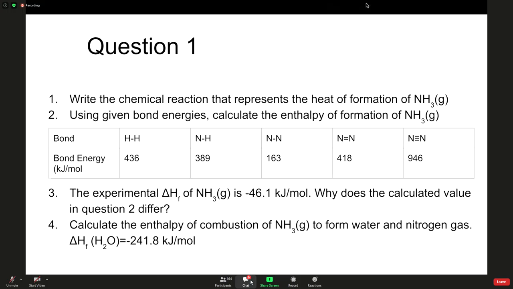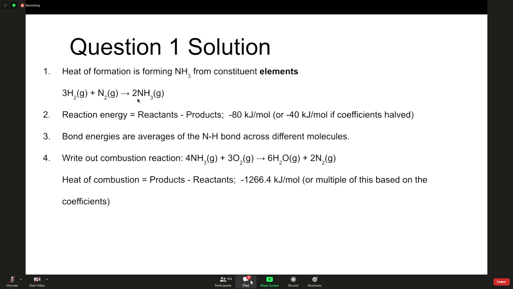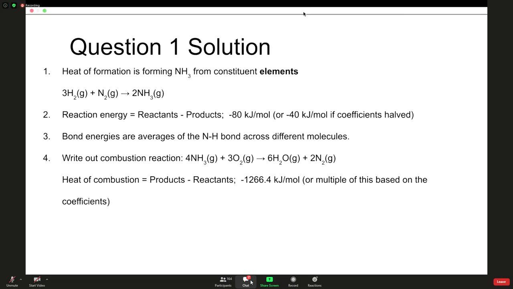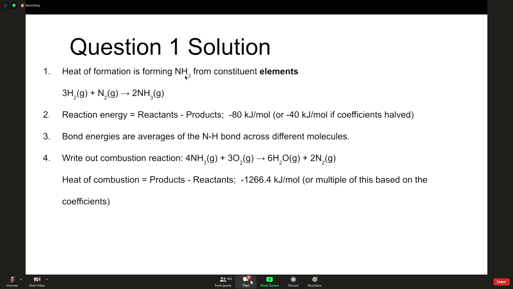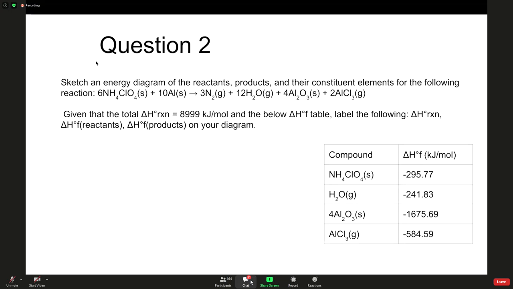Yes, elements. So you'll use the constituent elements. I wrote it all on one slide, so don't look past question one, but this will be your correct answer because H2 and N2 both exist in diatomic form. So why would you know to use elements? That is a good question. If I can go back, I can try it out.